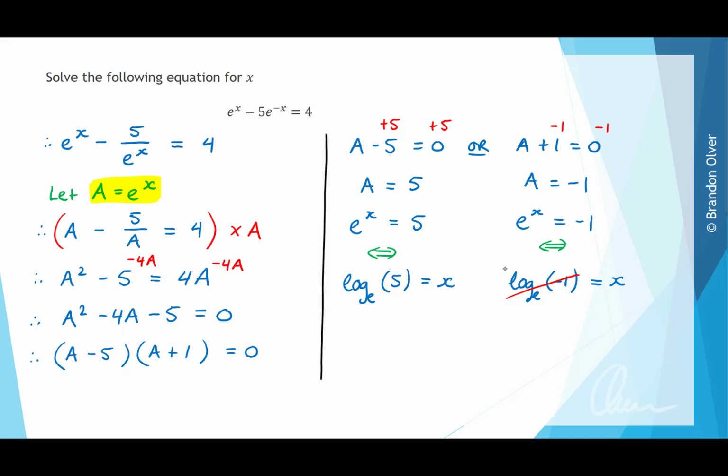However, logs are not defined when the part inside the log is negative, so this is undefined, meaning that the only solution to this equation is x equals log e of 5.